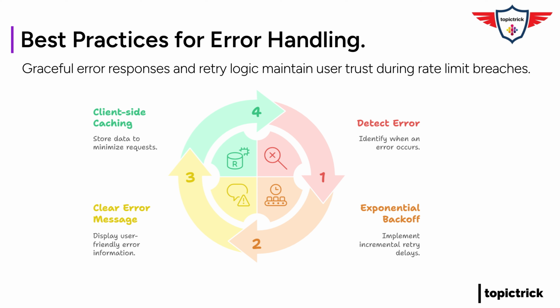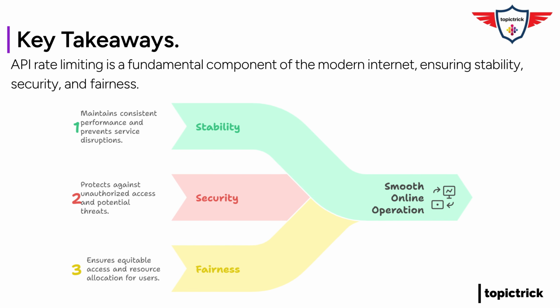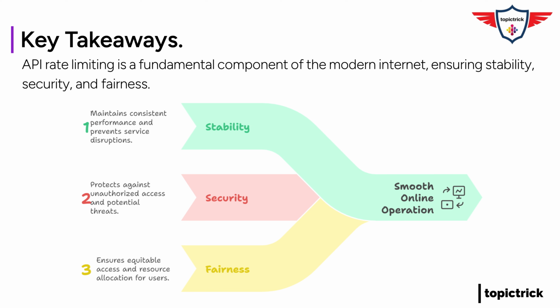Exactly. And that's really what we're hoping you take away from this dive. API rate limiting might seem like a technical detail, but it's actually a crucial part of what makes the online world work. So to wrap things up, next time you're using your favorite app or browsing a website, take a moment to appreciate the unsung hero, API rate limiting, working behind the scenes to keep everything running smoothly, securely, and fairly. It makes you wonder, right?